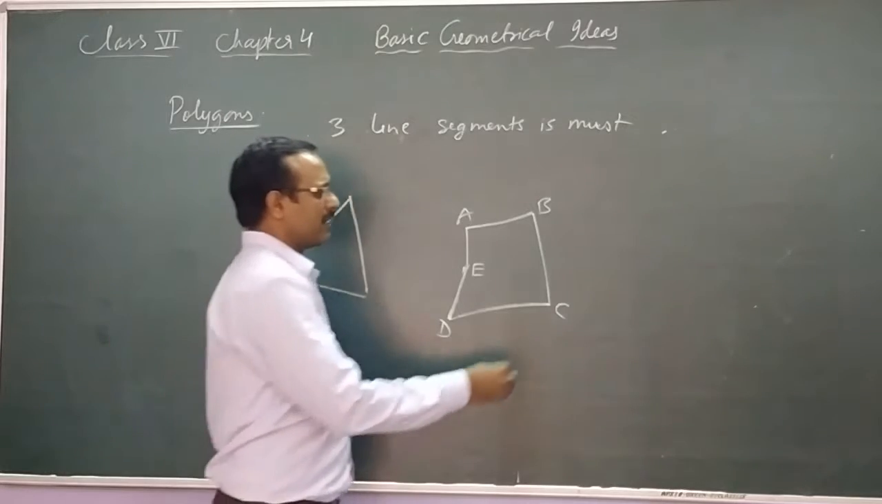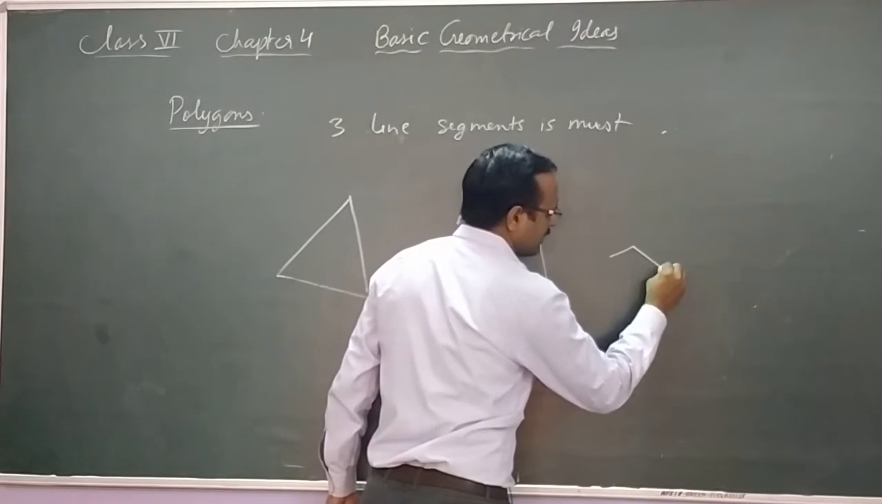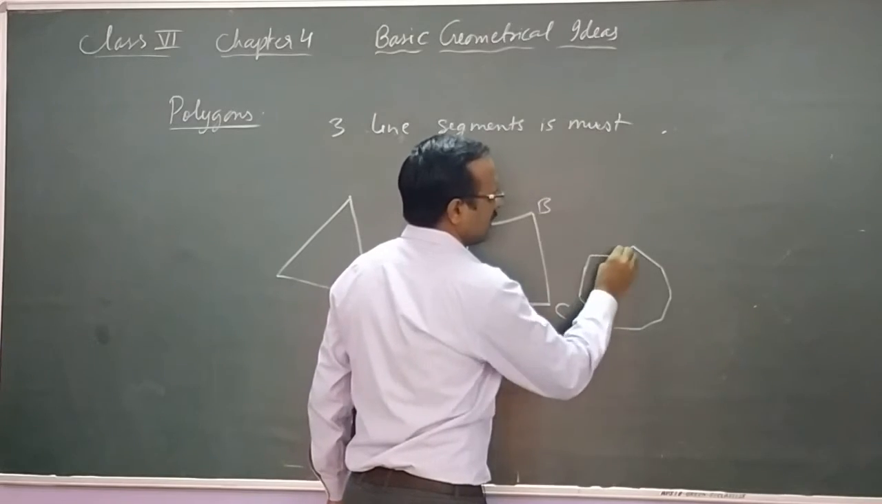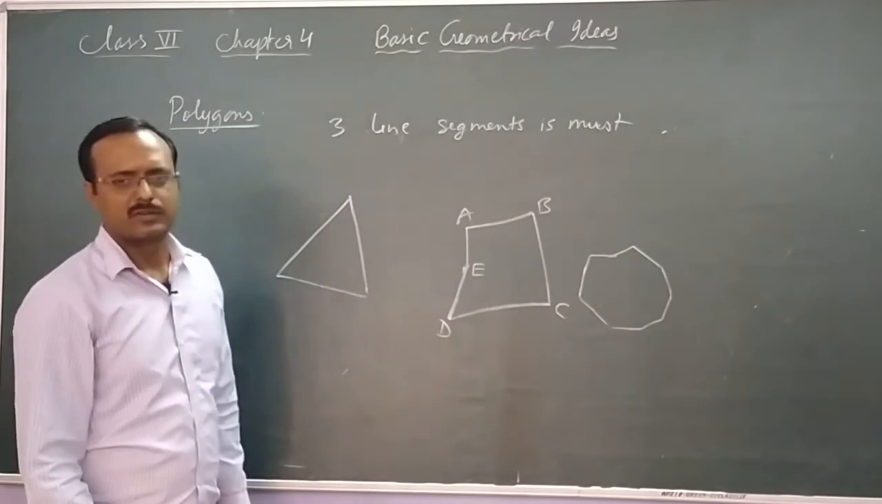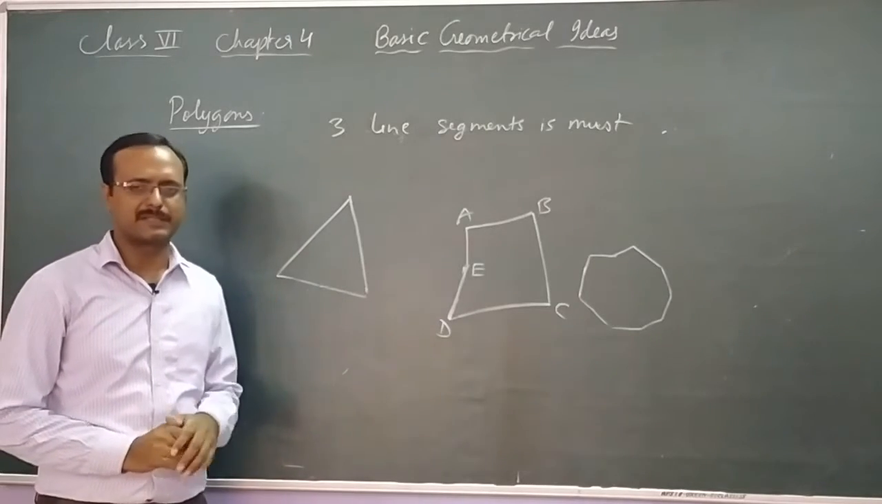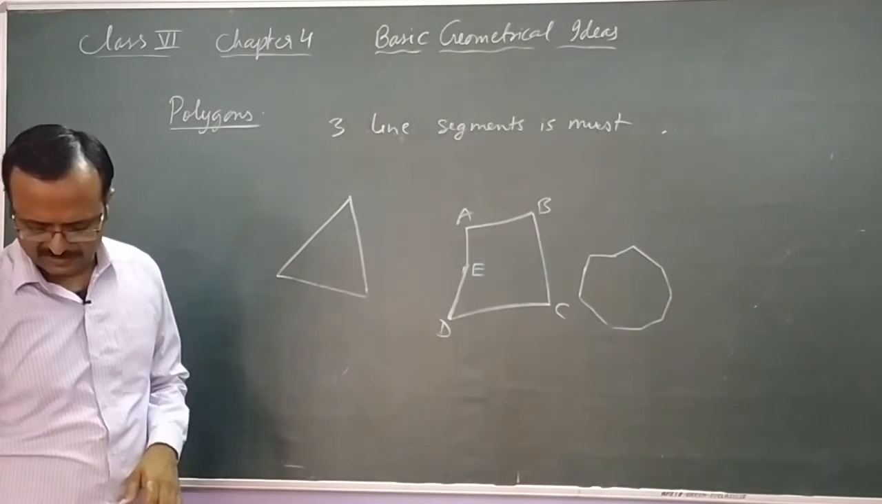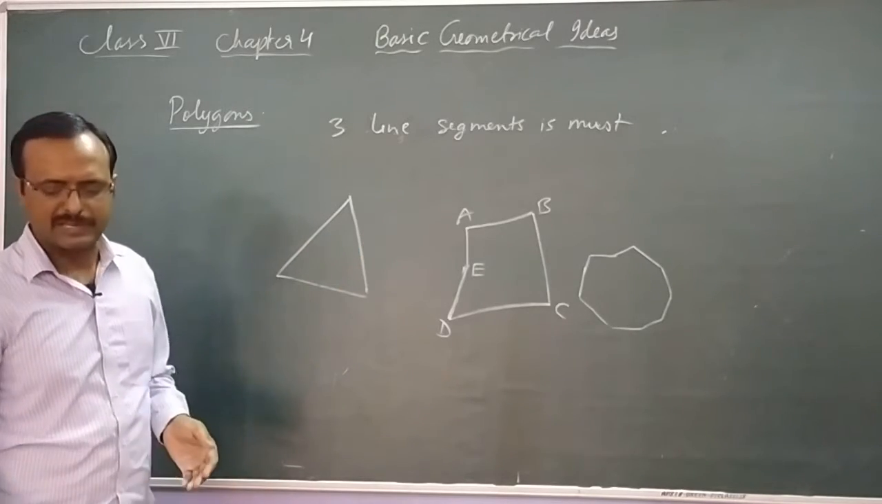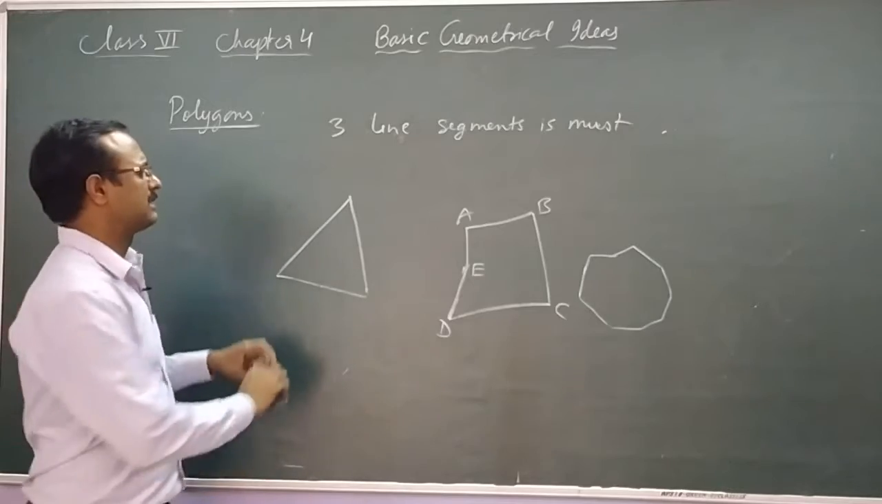We can have an infinite number of line segments in a polygon. You can have many line segments in a polygon. So all the polygons have straight line segments. So what are the various parts of this polygon? What are the various elements of this polygon? Let us see.